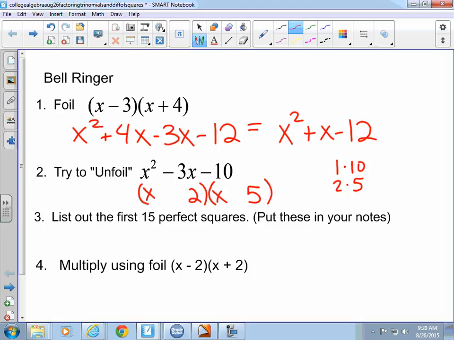Okay, so does everyone see how I got the 5 and the 2 and the x and the x? Those are the only way this will work. Now I have to decide if the 5 is positive or if the 2 is positive. And I'm going to look back up at the 3. What is the 3? It's negative. So which one has to be negative for the 2x and the 5x to give me a negative 3x? The 5. Right? Any questions about that?